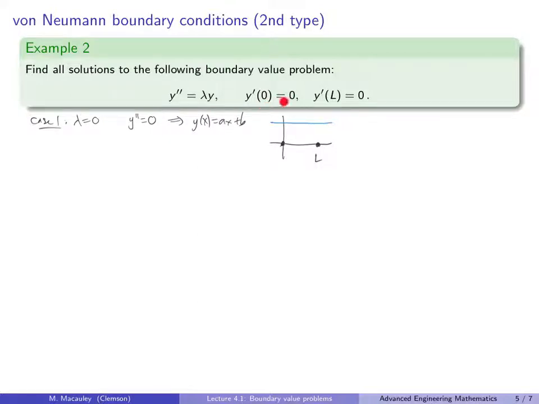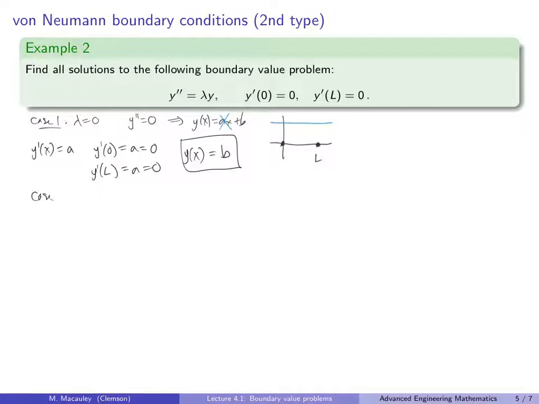So let's actually plug in these boundary conditions. First we need to take the derivative. y prime of x equals, well, what's y prime of x? That's a. So y prime of 0 is a, which is equal to 0. So we get that a equals 0. Now we also know that y prime of L is also equal to a, and that's equal to 0. So both of these just tell us that a has to be 0. It doesn't say anything about b. So any value of b will work. So y of x equals b. So there is our solution.